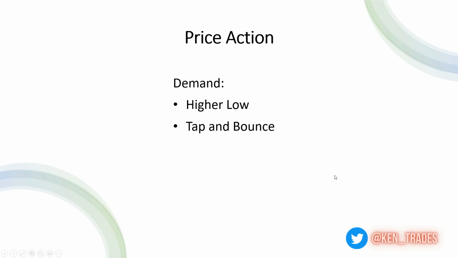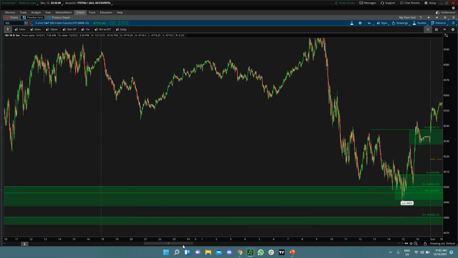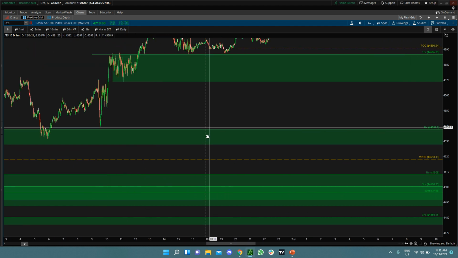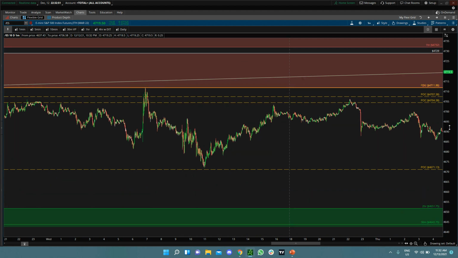So next thing, for supply zones, we're gonna look for a lower high into supply, and tap and reject. So it's a different thing. It's the opposite of demand zones, right? So again, I will use the ES. Supply, supply. Right, this kind.